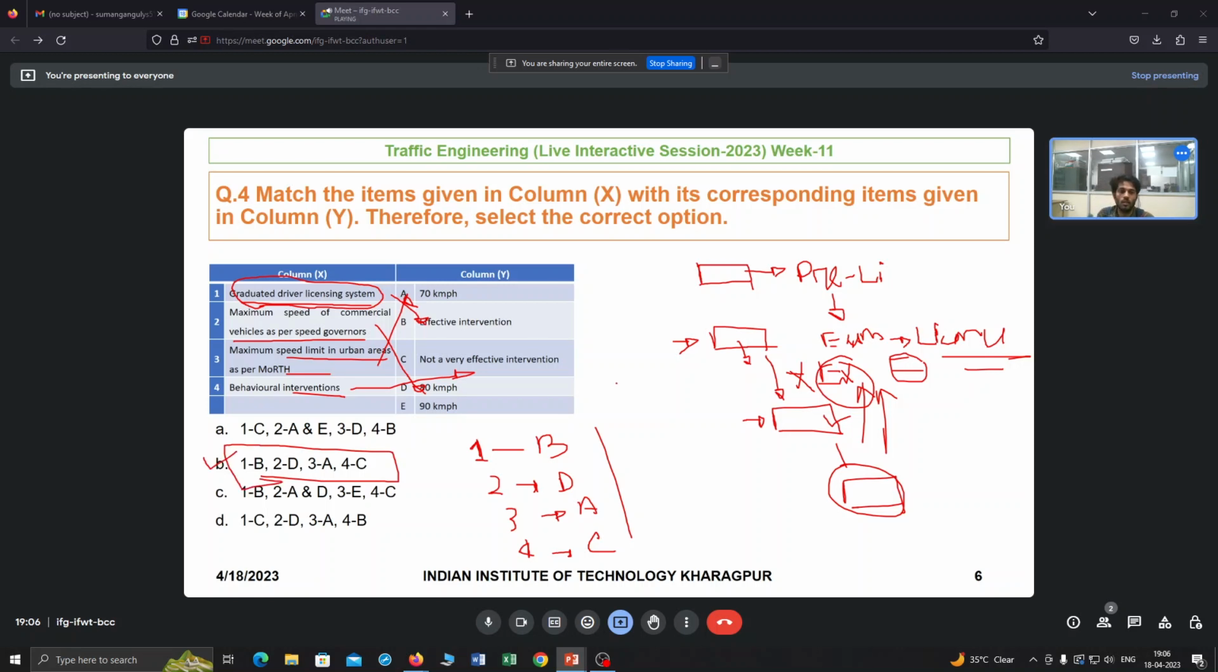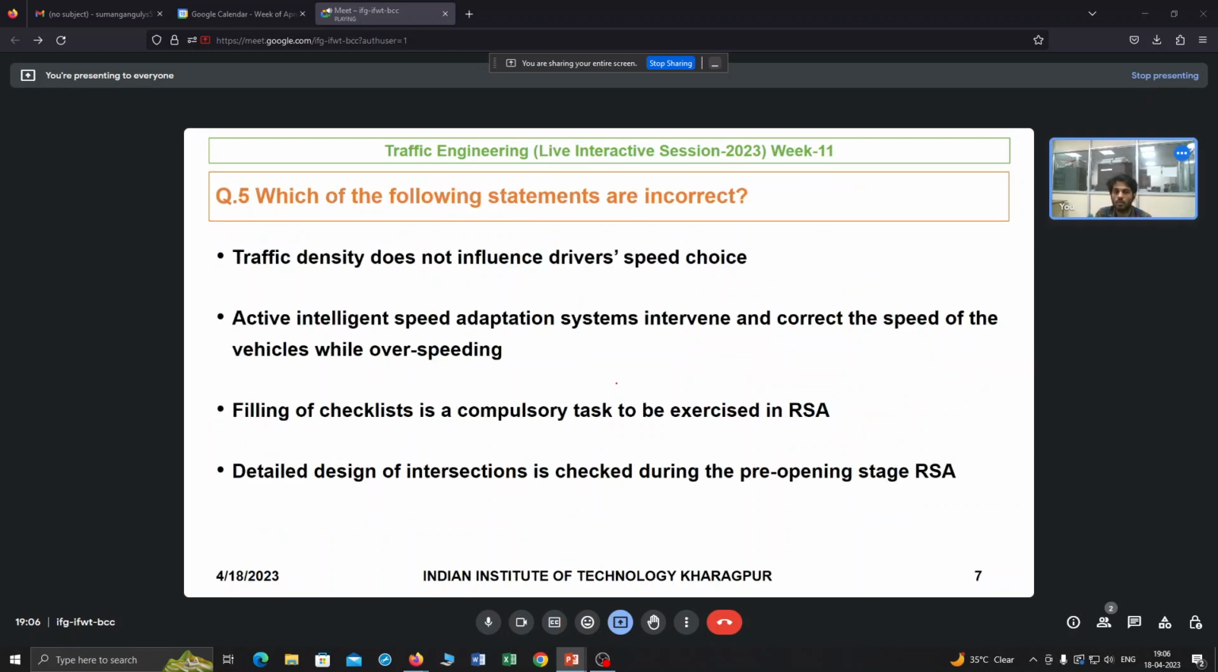Right? I think that now we will be able to solve this kind of questions. So which of the following statements are incorrect? Not correct but incorrect. So traffic density does not influence driver's speed choice. So what do you think?